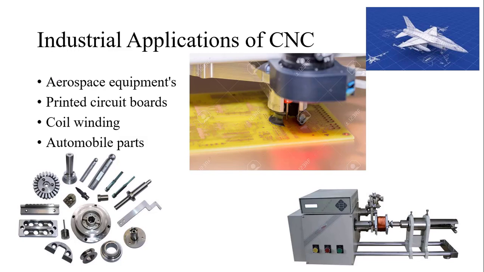So in the industrial, widely, although nowadays we use CNC machines everywhere, these four companies are using it very widely. Like the aerospace equipment, as I discussed earlier, most of the aerospace equipment, like your rockets, your planes, they all are manufactured by the CNC machines.